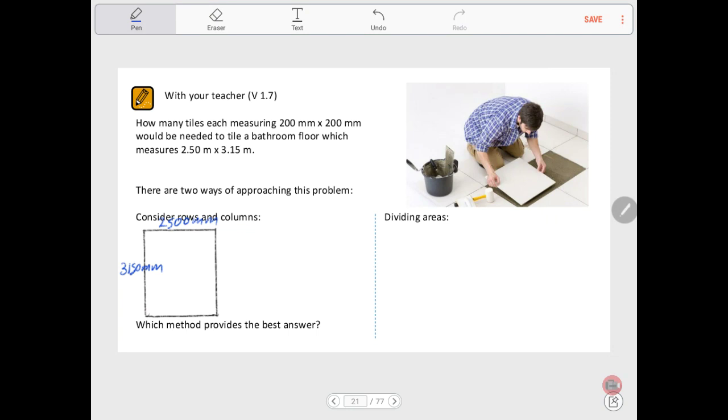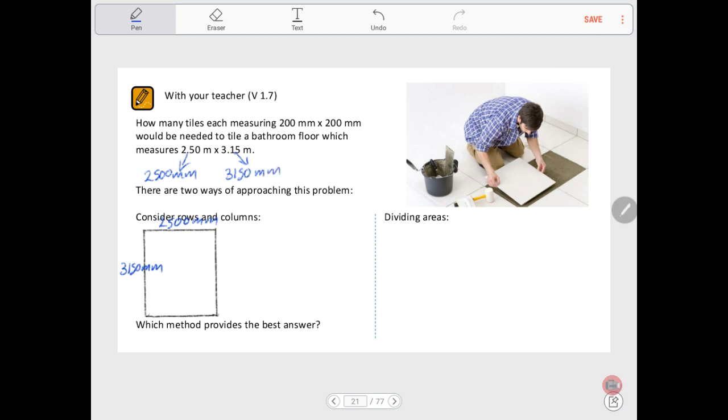Now, with this one, I've got the room here and I've converted these lengths in metres into millimetres. So 2.5 metres is 2,500 millimetres. You'll recall from a previous video how to convert units of measurement. 3.15 metres is 3,150 millimetres.